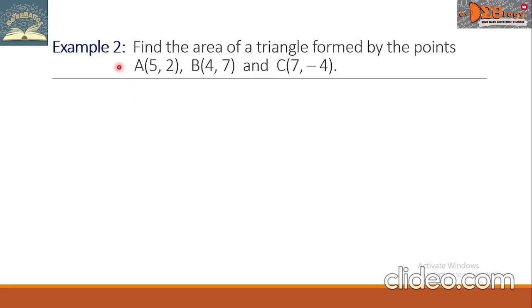Example 2. Find the area of a triangle formed by the points A, 5, 2, B, 4, 7, and C, 7, negative 4.